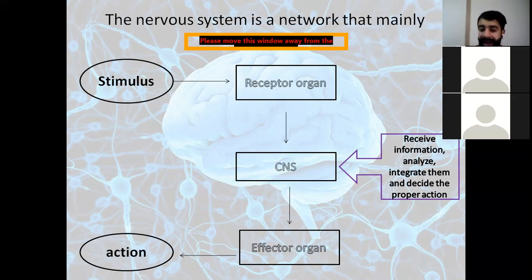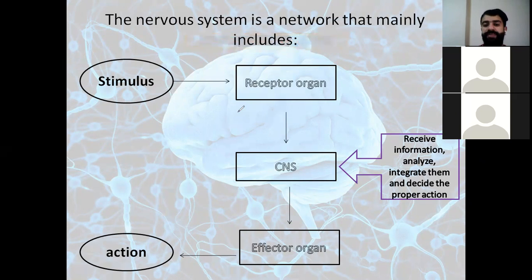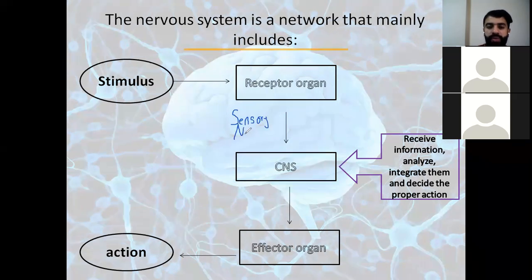the proper action. Also, between the central nervous system and the effector organ, we have a special taxi. This is different from the taxi between the receptor and the central nervous system. So between the receptor organ and the CNS, we have a special taxi. This taxi is called the sensory neuron, which we also call the afferent neuron. This is the taxi that carries the message between the sensory organ and the CNS, the central nervous system.